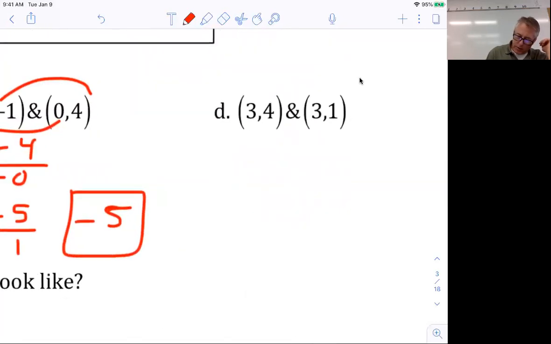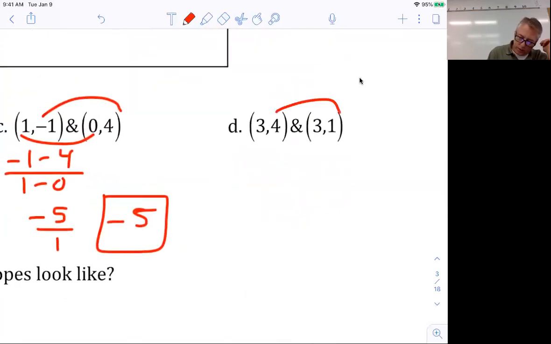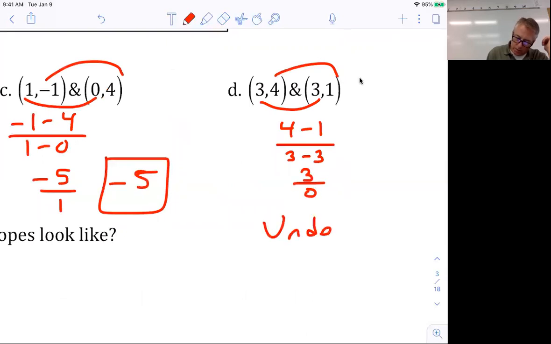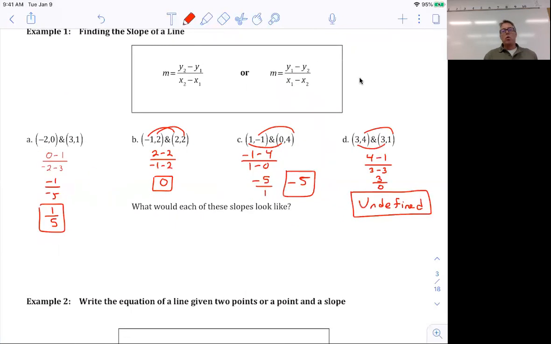And then last but not least, if we had 4 minus 1 on top and 3 minus 3 on the bottom, now I get 3 on top, but I'm really concerned about that 0 in the denominator. If you get a 0 in the denominator, that means that the slope is undefined, meaning that graph would be a vertical line.